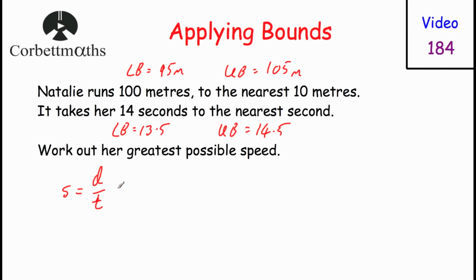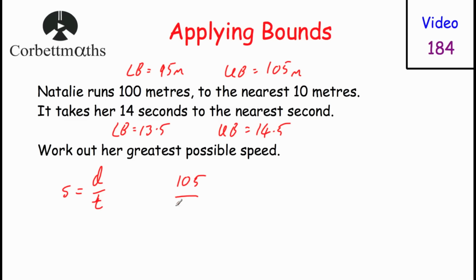So to do that, what you want to do is run the largest distance in the smallest possible time, because the largest distance in the smallest possible time will give you the greatest speed. So the greatest possible distance would be 105 meters. That's the greatest possible distance she could run.